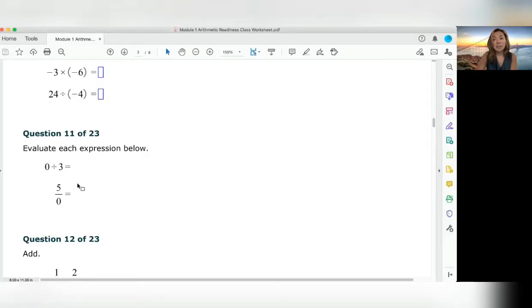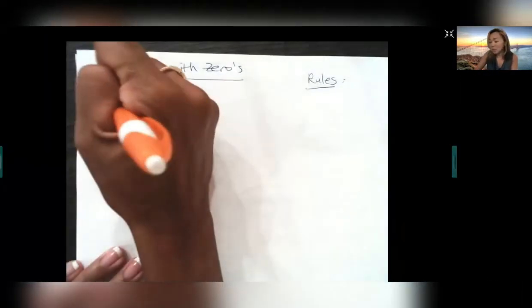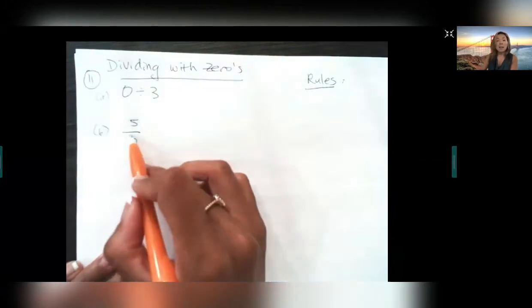In number 11 here, we see that we have division: 0 divided by 3 and 5 divided by 0. Whenever you see a fraction sign, it's another way of writing division. We see zeros in them. So how do we divide when there are zeros in it? In this problem, the first part is 0 divided by 3 and then 5 divided by 0.